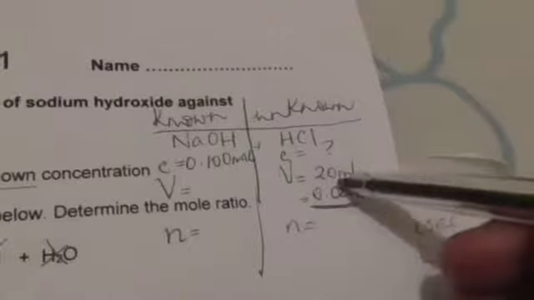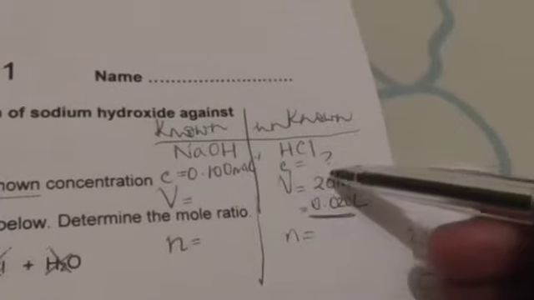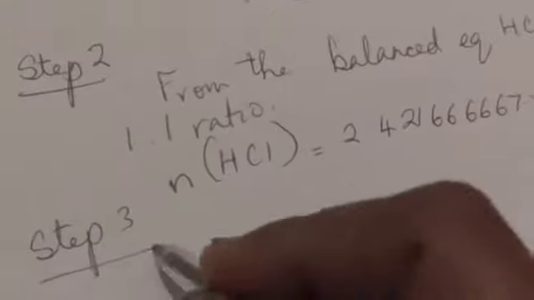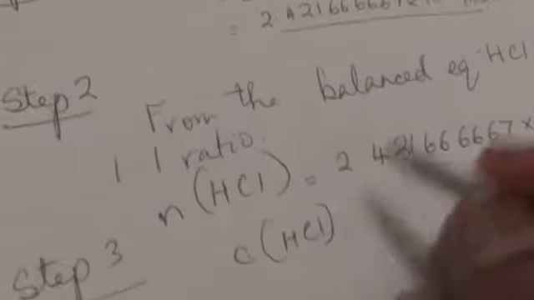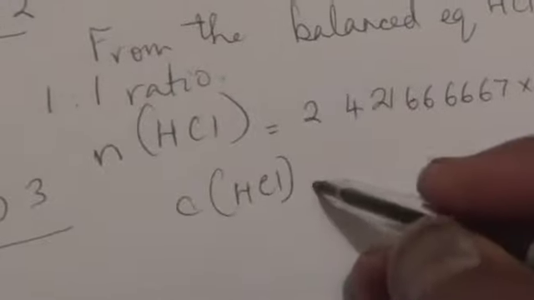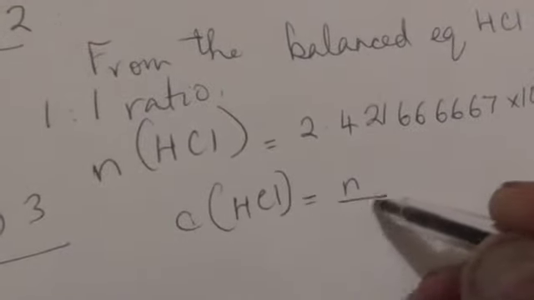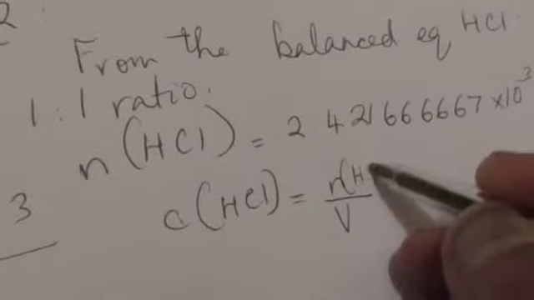I go back to the little table that I made here. I know the volume, I know n. Can I calculate C? Yep, we can do that. That will be our third and final step. So I write down here step 3. And here I'm going to calculate the concentration of hydrochloric acid. How do you calculate the concentration of hydrochloric acid? C is equal to n over V. So that's equal to the number of moles of hydrochloric acid over the volume of hydrochloric acid.